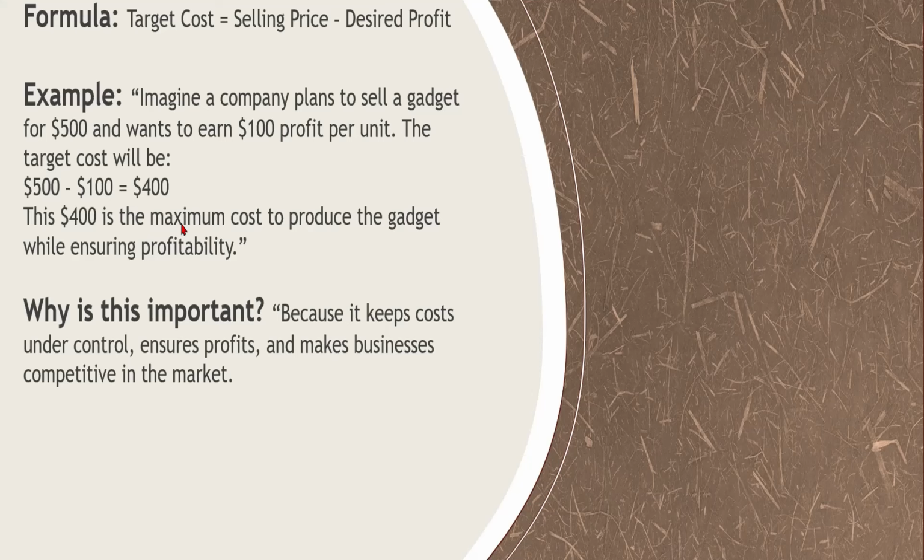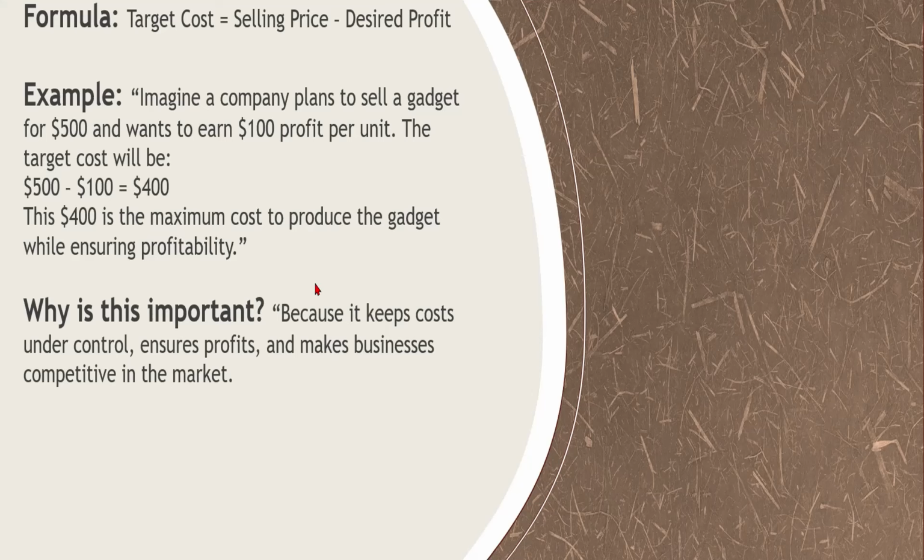Okay, so you might be thinking why this is important, why we are moving backward, getting the selling price from the market and then deducting the profit margin. Obviously, today we don't know what happens tomorrow, and lots of factors come ahead. We need to revise our cost, selling price and profit margin. Then why do we move to the concept of target costing? Because it keeps the cost under control, ensures profit, and makes the business competitive in the market.